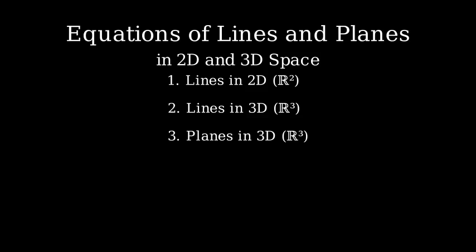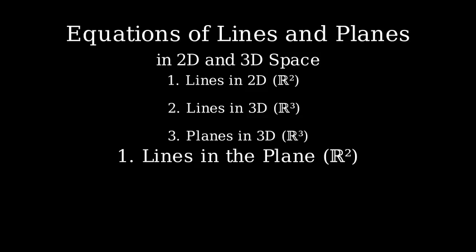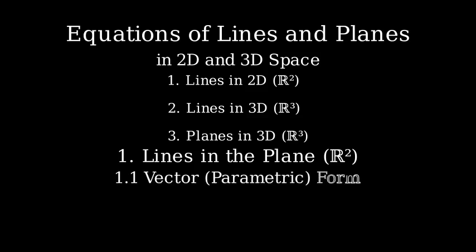Let's begin with lines in two dimensions, or the plane ℝ². The first representation we'll discuss is the vector form, also known as the parametric form. In this form, we describe a line using a starting point and a direction. Specifically, we write r(t) = r₀ + t·v.